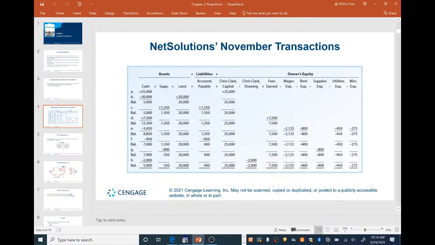Once again, this is the Net Solutions November transactions that we went over from chapter 1. If you recall, transaction A was where Chris Clark contributed $25,000 to his bank account at the inception of the business, meaning when the business began. So cash increased by $25,000, equity increased by $25,000.